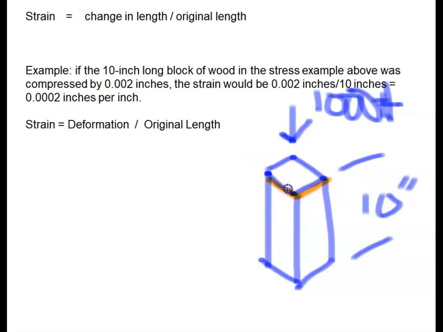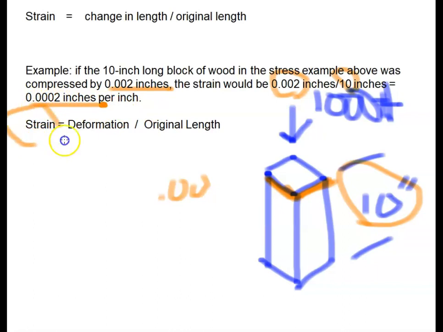So right here we lost 0.002 inches. We had a crushing of that. The strain, therefore, is that change divided by the original. So it changed by 0.002 inches, and then we divided it by the 10. So now we are at 0.0002 inches per inch, and that is the amount of strain. Okay.